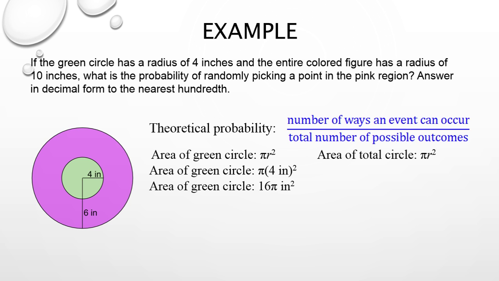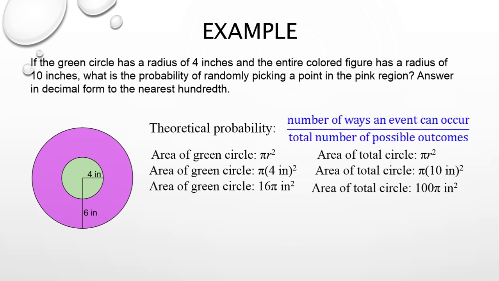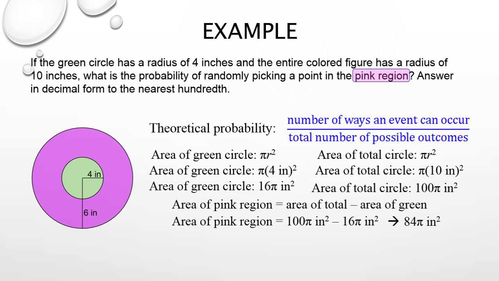So right now we need to find the area of the whole circle, which is going to be pi times 10 inches squared, giving us 100 pi inches squared. To find the area of the pink, we can take the green and subtract it from the total, right? The total is the whole thing, and we should get 84 pi inches squared, because 100 minus 16 is going to give you 84. So now that we have that, we can find the probability.